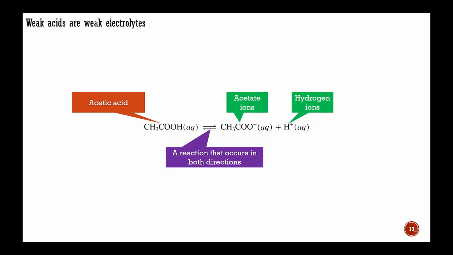In weak electrolytes, there is a stronger tendency for ions to recombine than for molecules to ionize. As a result, at any given time, most of the dissolved acetic acid remains non-ionized, with only a small percentage existing as hydrogen ions and acetate ions.